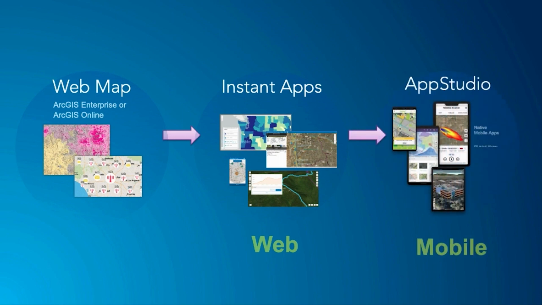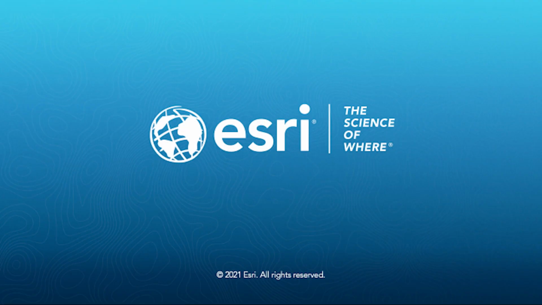And then from that ArcGIS Instant App configuration, we can create a native application with AppStudio. We take those configurations coming from the Instant App and that web map specification, and we can easily create a native mobile application, which we can deploy to an app store or to our organization.